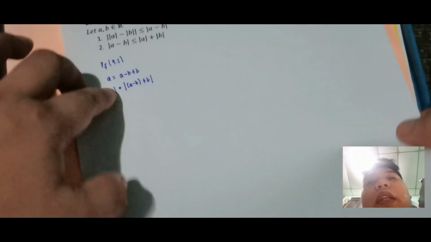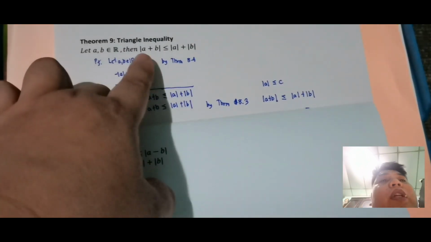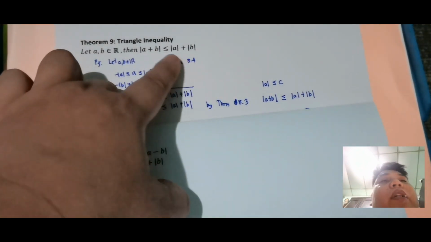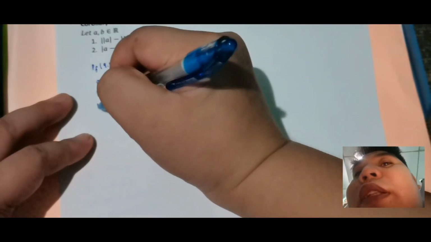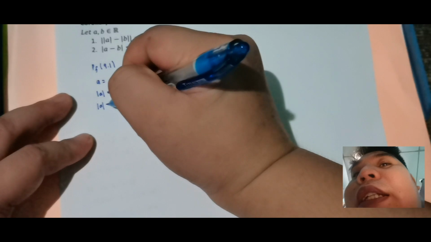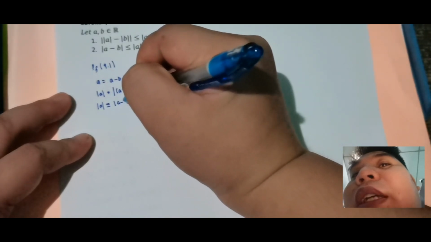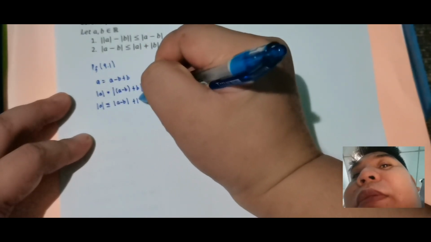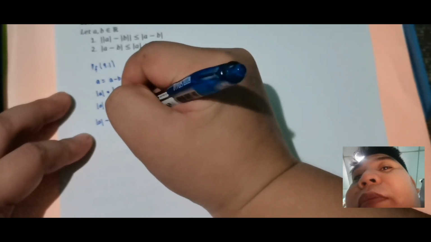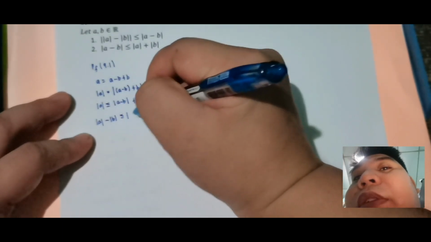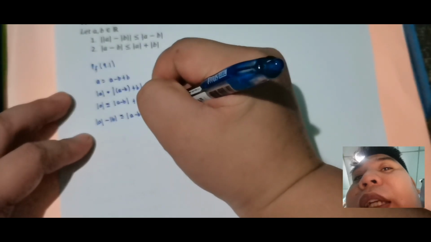Next, by the triangle inequality. What does the triangle inequality say? When there is a plus, I separate the terms, so it becomes larger. So the absolute value of A is less than or equal to the absolute value of A minus B plus the absolute value of B. Then I just transpose the absolute value of B. That is, the absolute value of A minus the absolute value of B is less than or equal to the absolute value of A minus B.